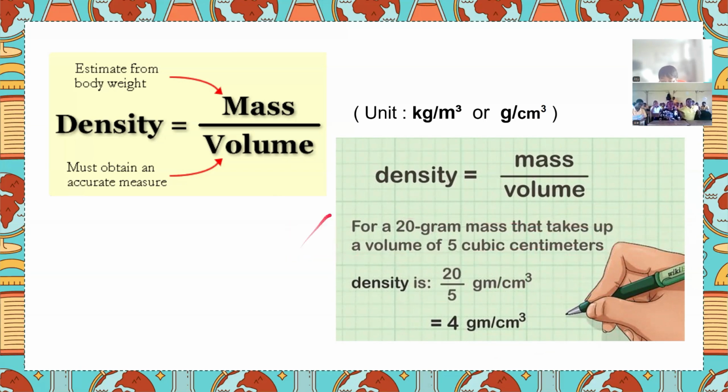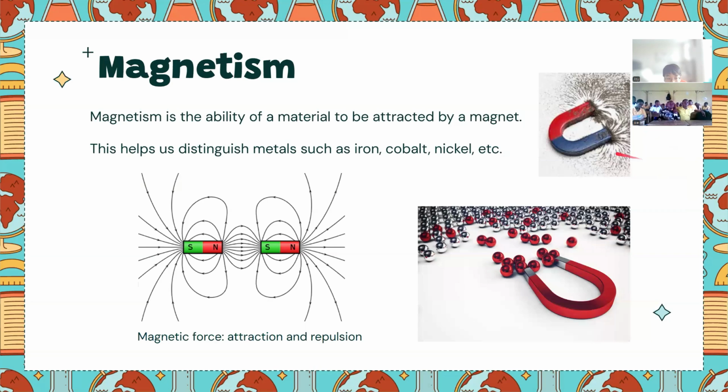Is everything clear? Does anyone have a question so far? No questions? Okay. We can move on to the next physical property. It's called magnetism.